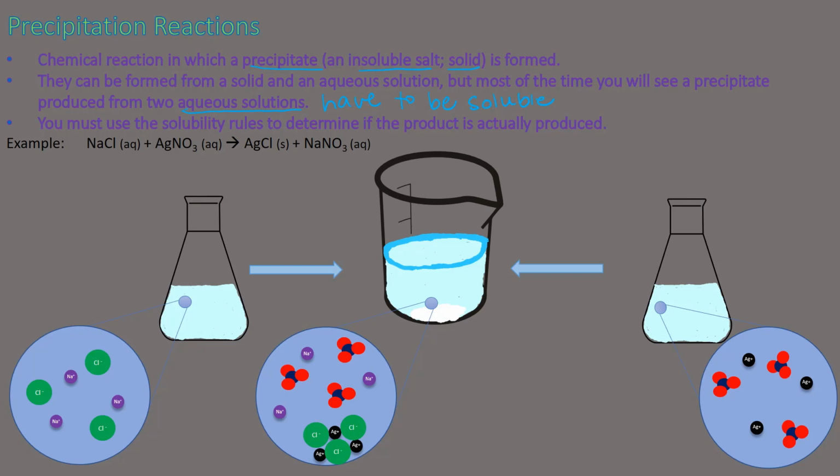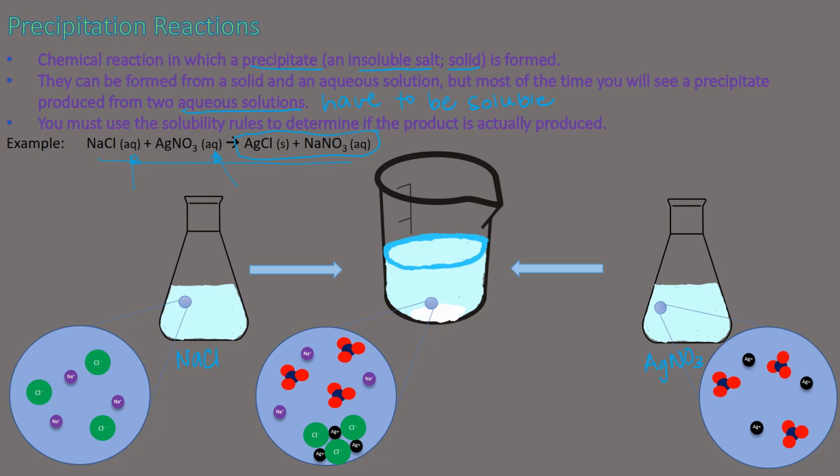All right, so here's a simple example where we have table salt, NaCl, that's been dissolved in water, so it's aqueous. We're also adding to that another solution of silver nitrate, and our two products here are silver chloride and sodium nitrate. So this solution on this side is going to be the sodium chloride, and this one over here is silver nitrate.